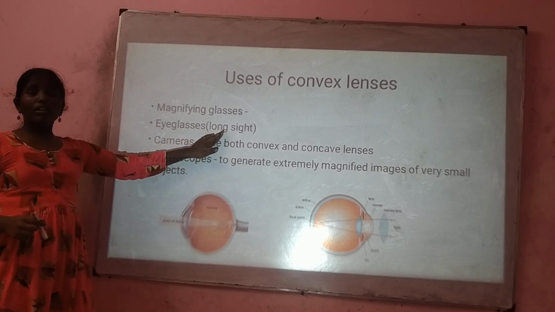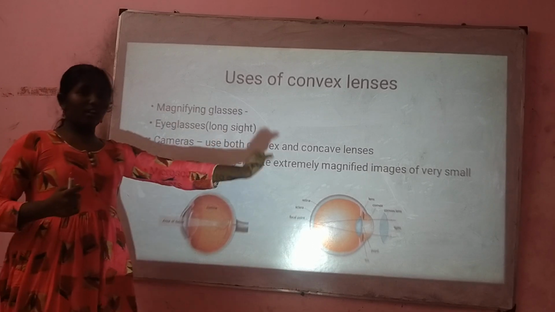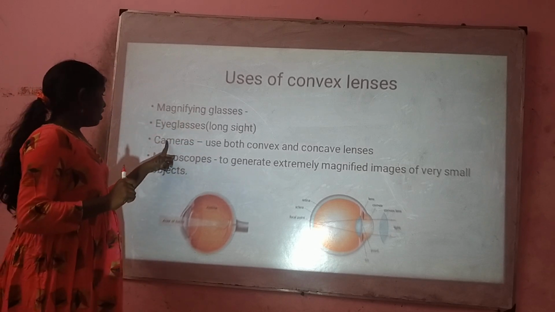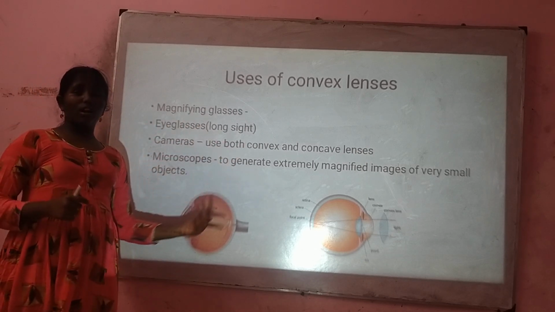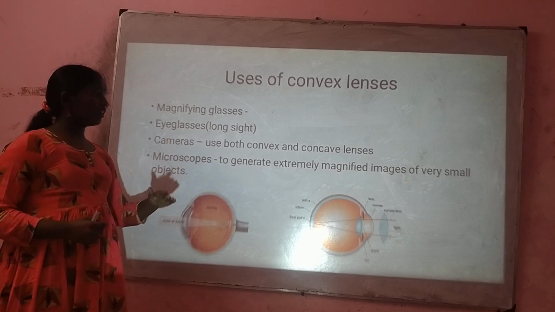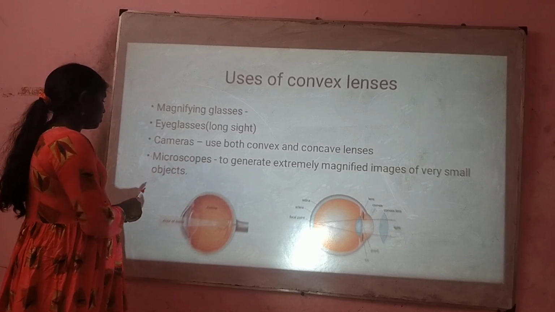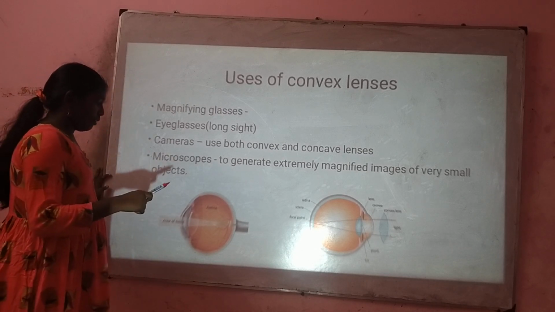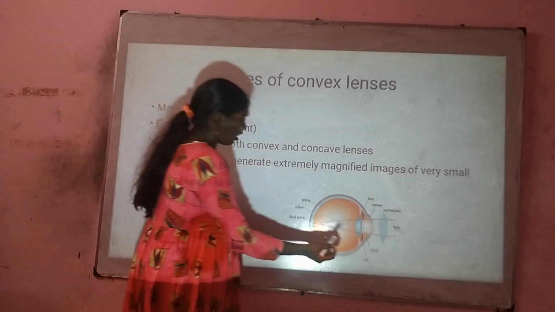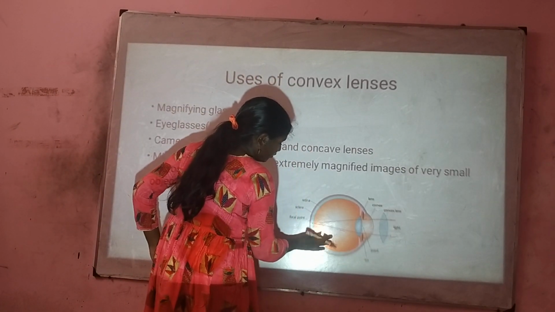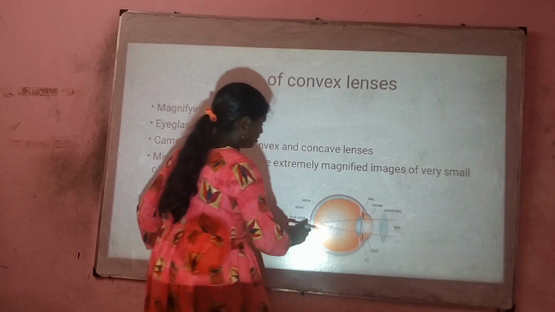Eyeglasses for long sight: people who have a long sight problem can use eyeglasses made of convex lenses. Cameras use both concave and convex lenses for clear photos. Microscopes generate extremely magnified images of very small objects. So this is the long sight problem. The lens makes the light come to the surface known as the retina, which helps us to see.